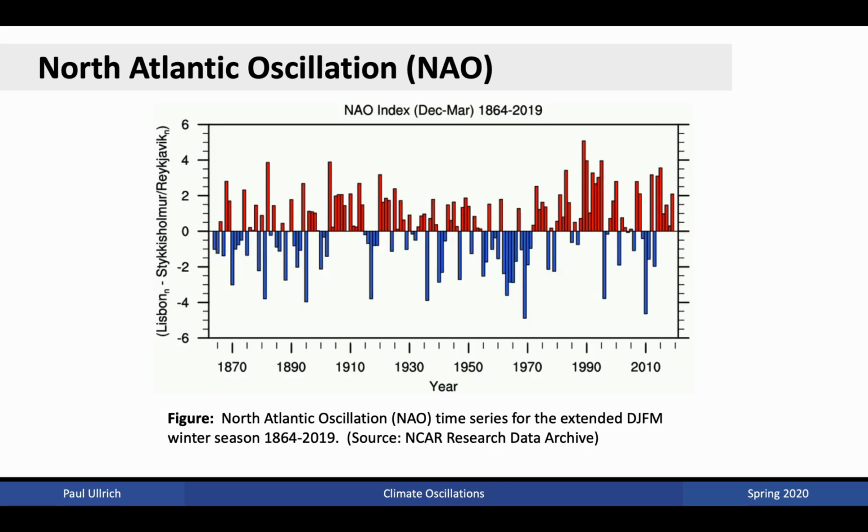Here's the NAO index time series for the extended December, January, February, March winter season extending back to 1864. As we can see, it varies between both positive mode and negative mode.